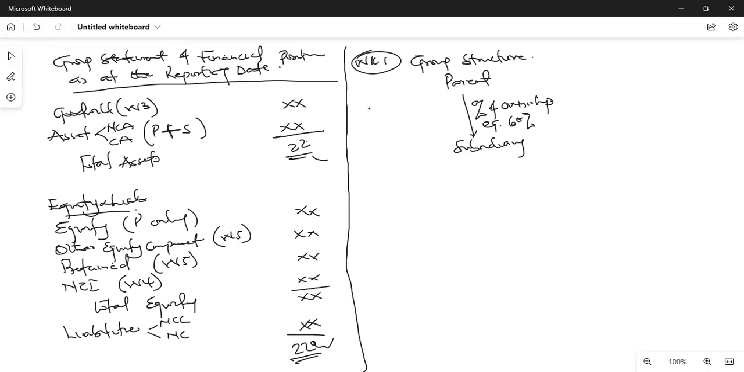On this side, you need to show the date of acquisition, the day they bought the company. So that can be, let's say, 01/01/2021. Sometimes it can be 3 years ago, 2 years ago.